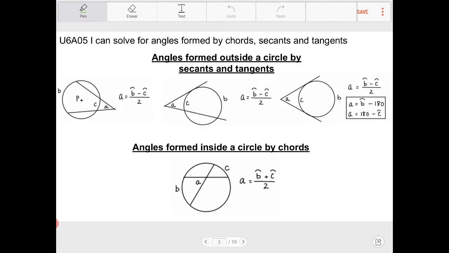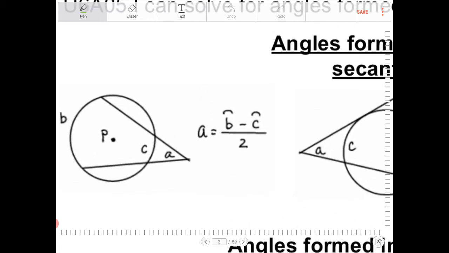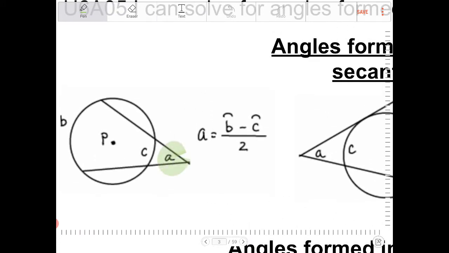So let's take a look. These concepts here can be proven, but it will be shown in a separate video. For the time being, let's just go through what these are. If I have an angle that is formed by two secants outside of the circle, the relationship between the intercepted arcs is we take the major arc, subtracted by the minor arc, and divide by 2. That will give us angle A.